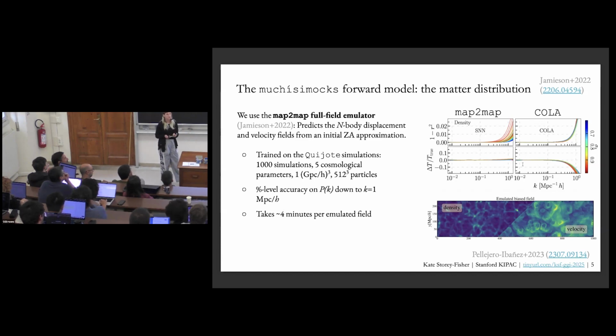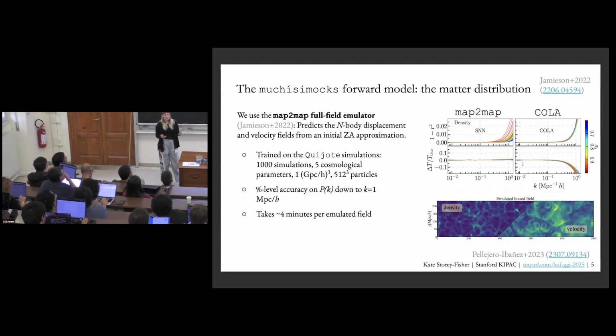of the matter density field called MAP, which was created by Drew Jamieson. What it does is take a Zeldovich approximation initial condition field and then predict the N-body displacement and velocity fields from that. It was trained on pairs of these Zeldovich and N-body fields from the Quijote suite of simulations, which you might be familiar with. It has 1,000 simulations in the fiducial Latin hypercube, spanning 5 different cosmological parameters at a gigaparsec volume. That's enough to fit a little chunk of your survey, at least for now.